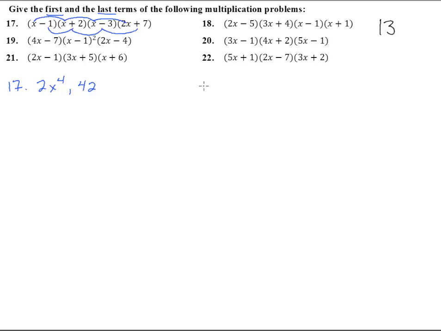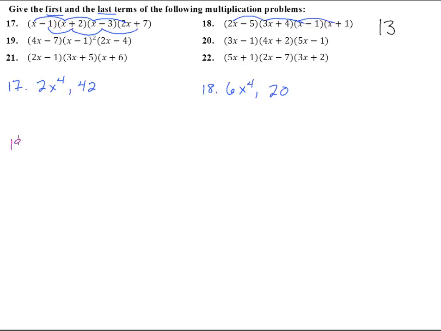Okay, number 18. For the first term, we're going to have 2x times 3x times x. That's a 6x to the fourth. And the last term is just going to be negative 5 times 4 is a negative 20, times negative 1 is a positive 20, times 1 is a positive 20. So this is going to be 6x to the fourth, a whole bunch of middle terms, plus 20 on the end.